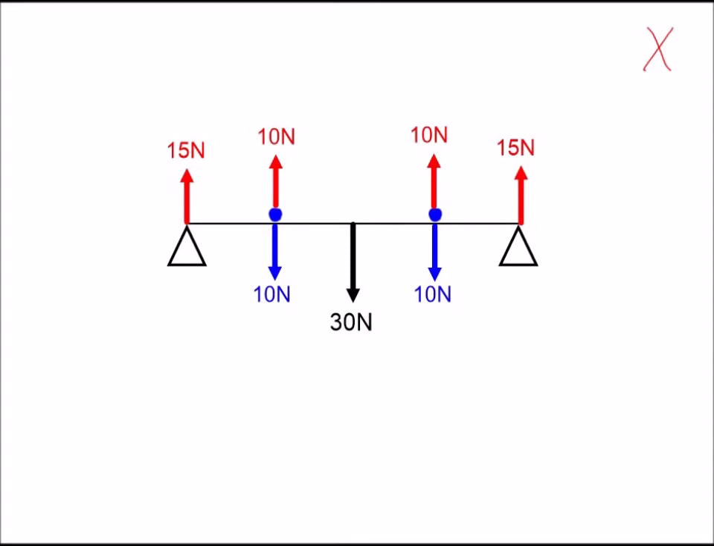Now this diagram is incorrect. The total weight again is 50 newtons, and all of that weight combined is supported here and here, but these only add up to 30. They don't add up to 50, so the diagram's wrong. Even though if you look at vertical forces, the upwards forces add up to 50, the downwards forces add up to 50.